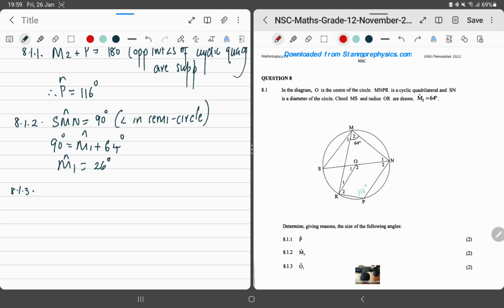8.1.3. O1. O1 is equal to 2 times M1. Angle at center is equal to 2 times angle at circumference. So this is 52.